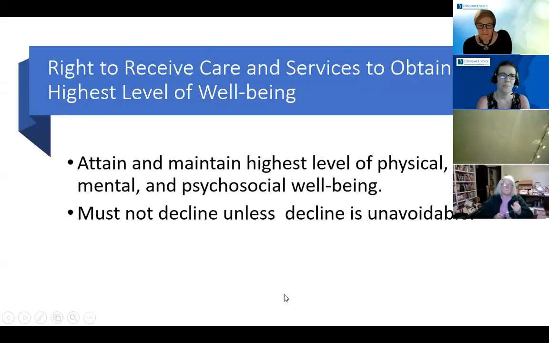Next slide, please. So care and services, one of the most important and really overarching rights is that residents have the right to receive care and services to obtain their highest level of well-being. What does that mean? It means that the nursing home has to provide whatever care, treatment, and services are necessary for each resident to reach their highest level, and here's the actual language, of physical, mental, and psychosocial well-being.